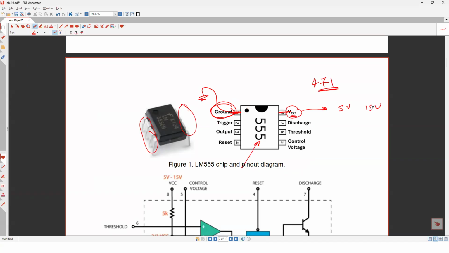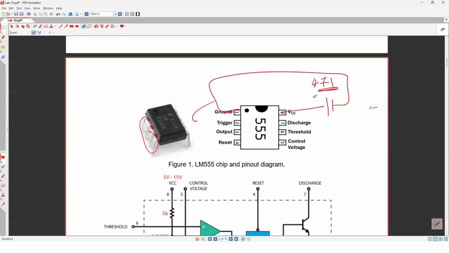As you see here, pin number 1 is connected to ground. Pin number 8 should be a positive voltage, 5 volt to 15 volt. That means you need to have a battery connected this way, and the ground is here.